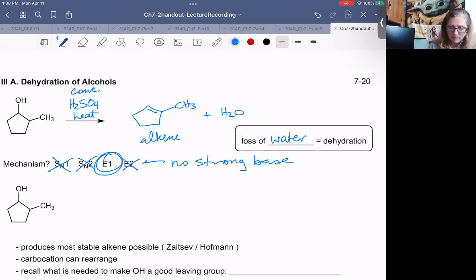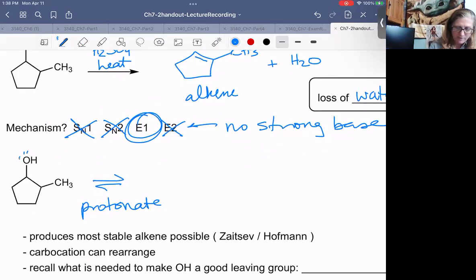Okay, so let's see if we can come up with a mechanism for this. We have strongly acidic conditions, right? H2SO4. What do acids do? They protonate things. So that is absolutely going to be our first step, is to protonate. Where can we protonate? We can protonate on the oxygen. And I'm just going to write HA to represent a strong acid. That can save me some time in our mechanisms. I'll just write HA, but remember, it's always 2 curved arrows to show a proton transfer.